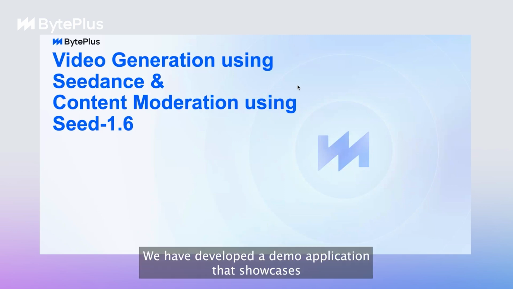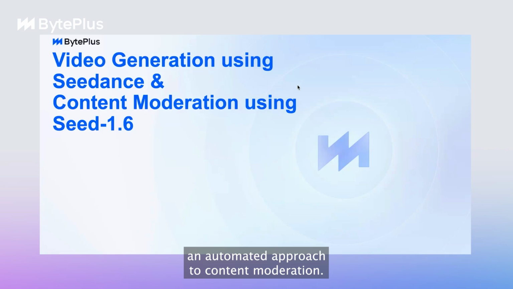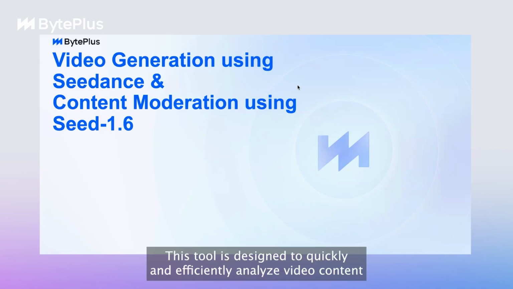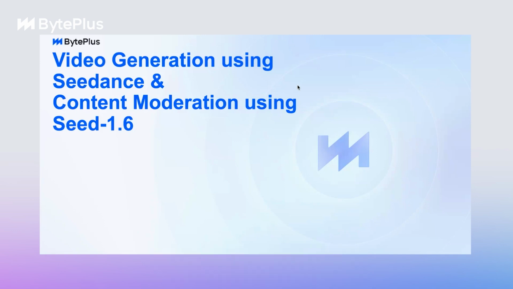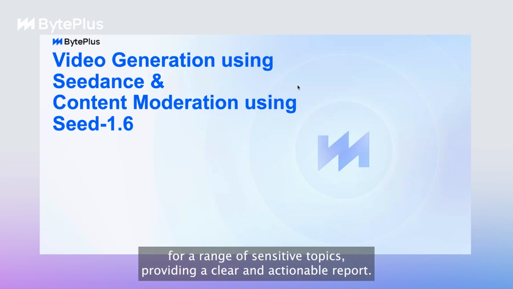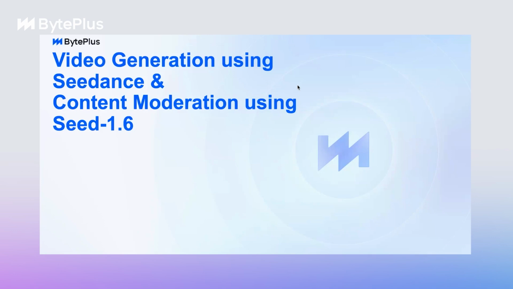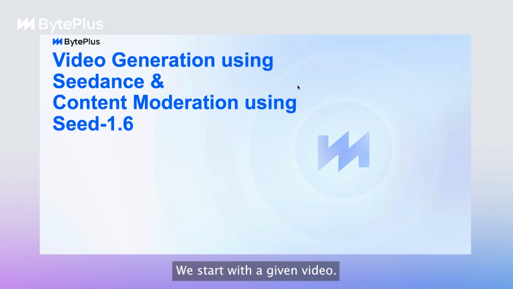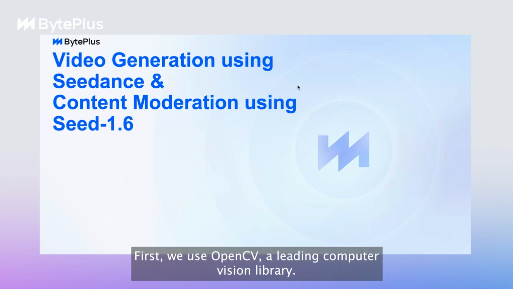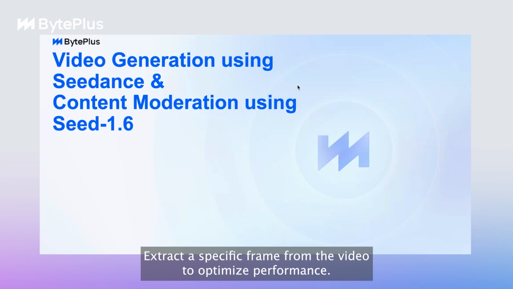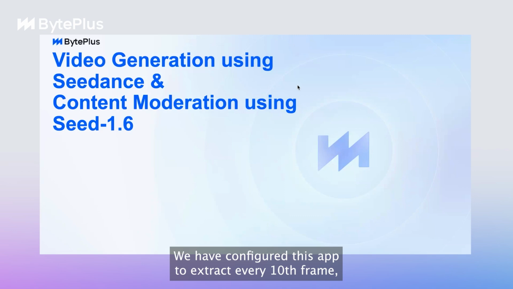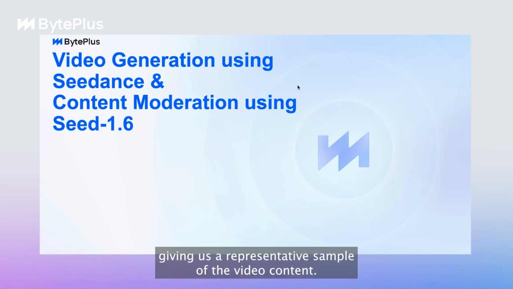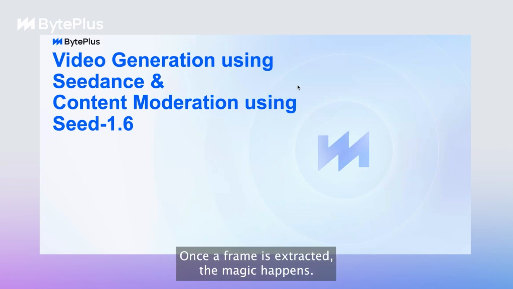We have developed a demo application that showcases an automated approach to content moderation. This tool is designed to quickly and efficiently analyze video content for a range of sensitive topics, providing a clear and actionable report. Our application is built on a powerful combination of technologies. We start with a given video. First, we use OpenCV, a leading computer vision library, to extract a specific frame from the video. To optimize performance, we have configured this app to extract every 10th frame, giving us a representative sample of the video content.